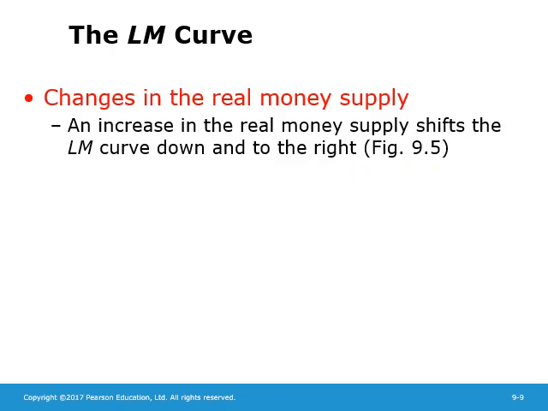So in the factors that shift the LM curve, we will talk about changes in the real money supply, and then we will talk about changes in the real money demand, because these are the two graphs we are using to get the LM curve. So any change in real money supply or in real money demand will shift the LM curve. So let's begin with changes in the real money supply. As we said in the previous slide, an increase in the real money supply shifts the LM curve down and to the right. And we'll see this in figure 9.5 just now.